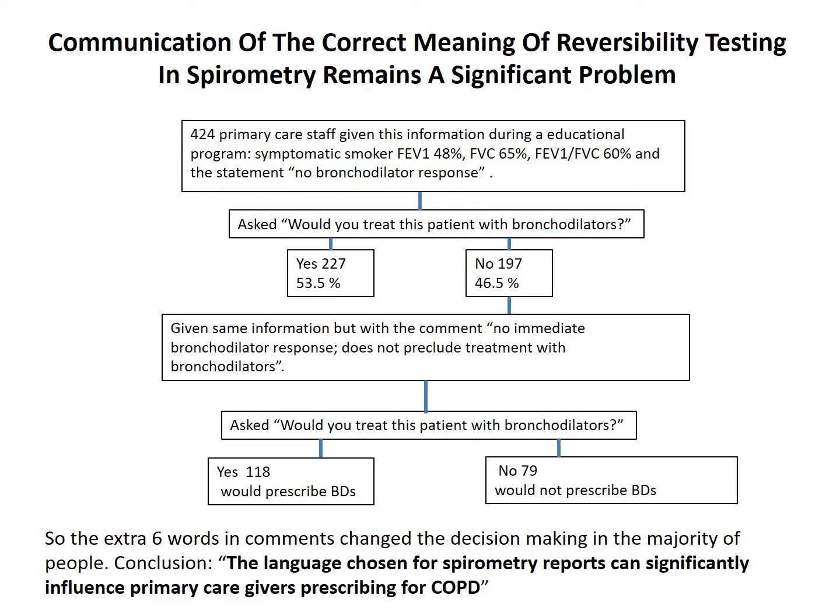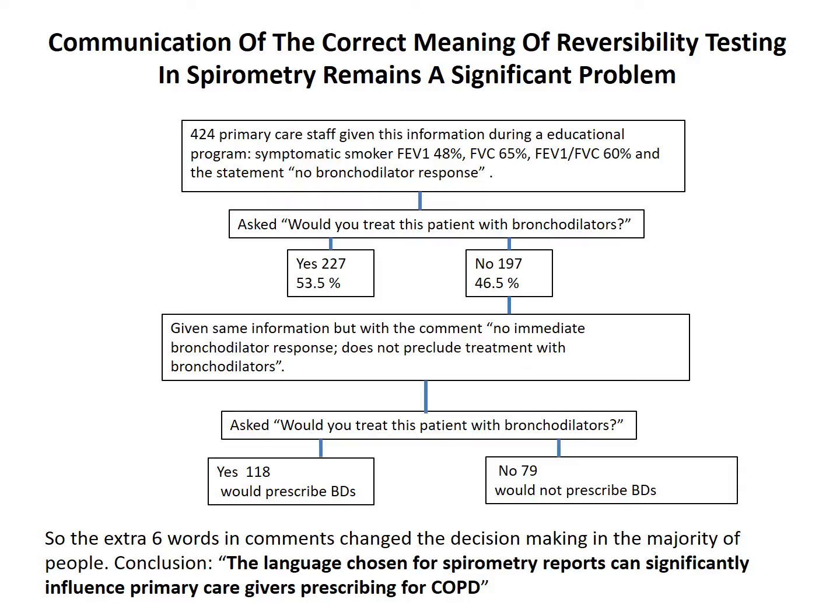So just over 400 primary care staff were given information during an educational program. They were told about a symptomatic smoker whose FEV1 was 48% predicted, FVC 65% predicted, and a ratio of 60%, and the statement, no bronchodilator response. They then asked those 424, would you treat this patient with bronchodilators? Just over half said yes, and just less than half said no. So not much difference between two different courses of action.